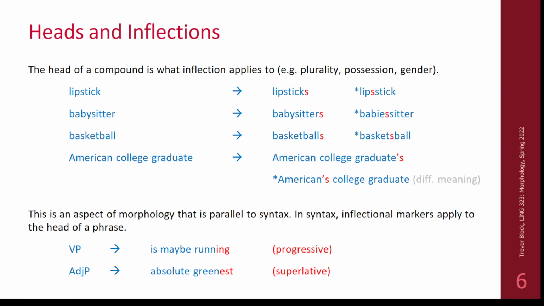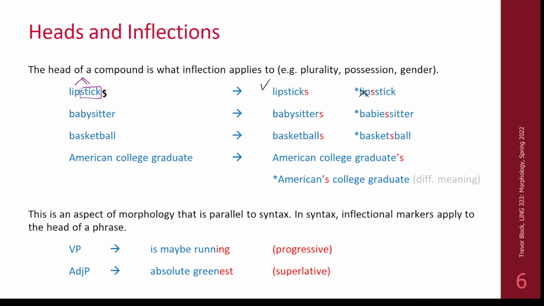Now, in general, if we want to figure out where the head is, we could think about inflections, because in a compound, inflections will apply to the head. So when we thought about the word lipstick, this is a type of stick. So the head is stick. When we attach inflections like plural or possession, it should attach to the end of stick. So that's what we see. We see that lipsticks is viable, but nobody says lips stick. And that's because lip is not the head, therefore it's not going to take inflection.